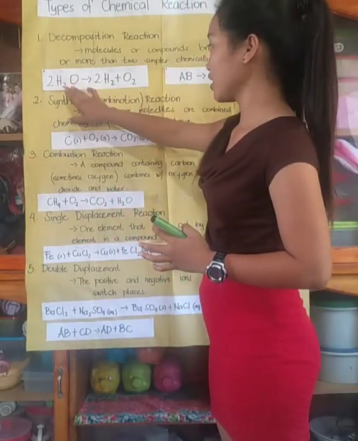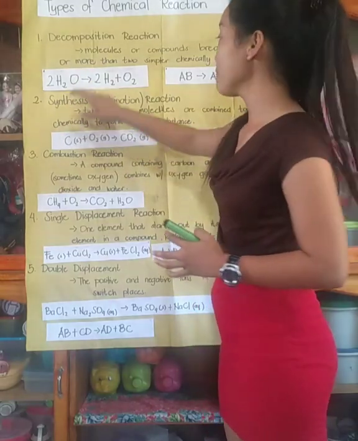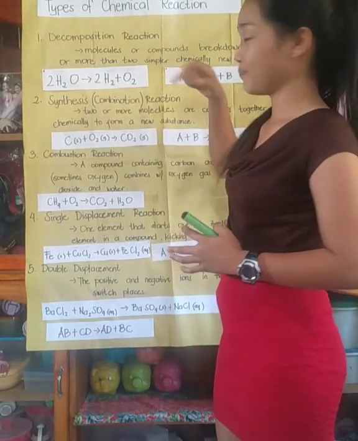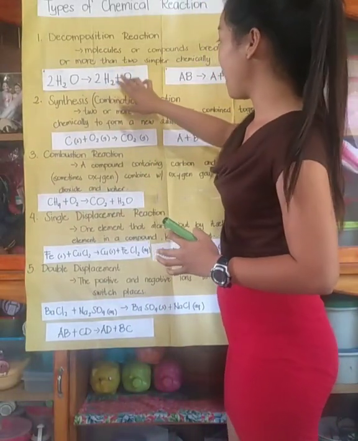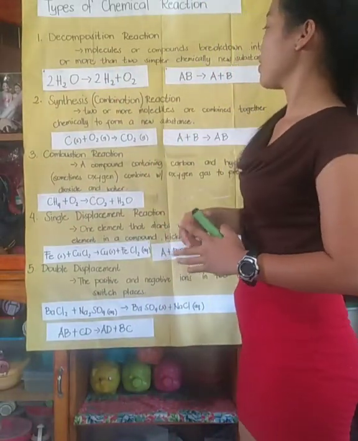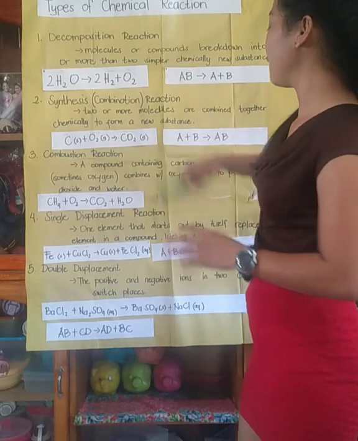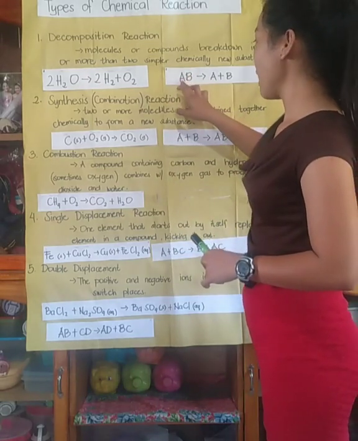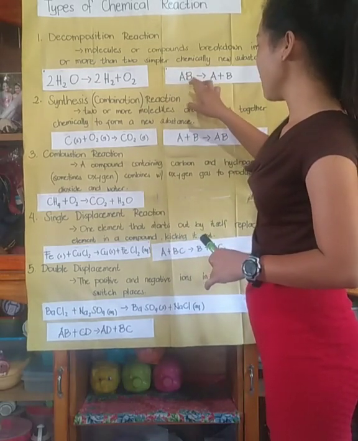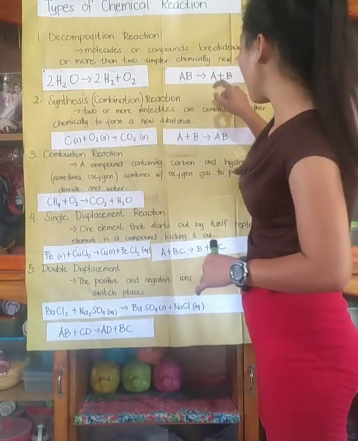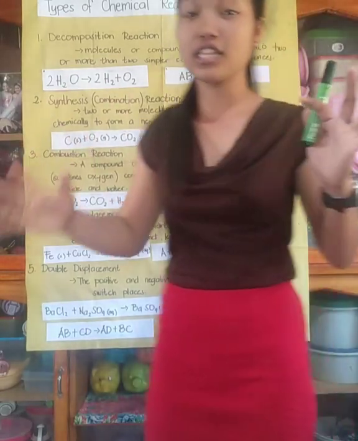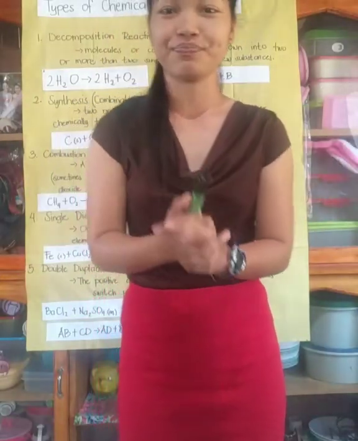So in the water, which is H2O, it is going to come up as hydrogen plus oxygen. On the other hand, we can have this kind: AB equals A plus B. So it can create new substances.